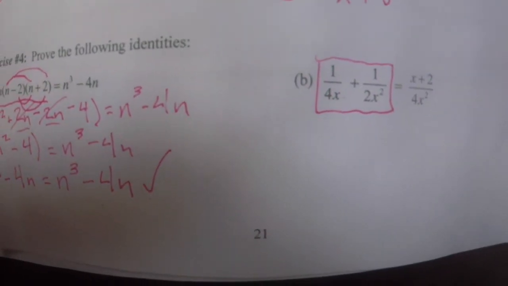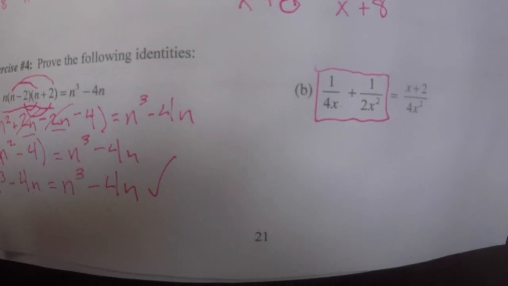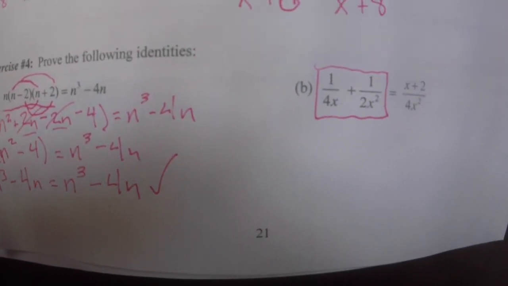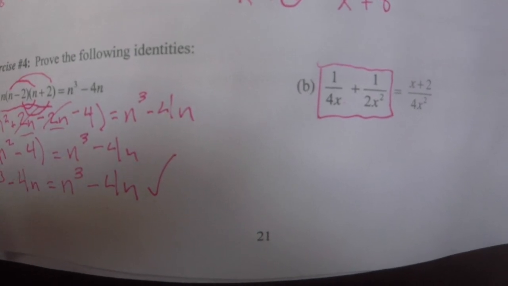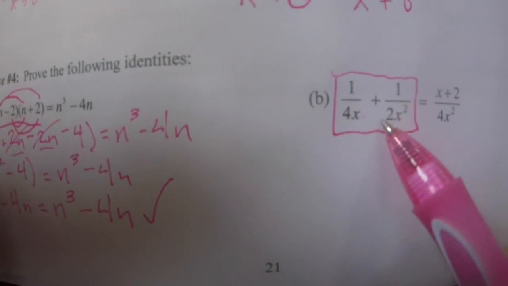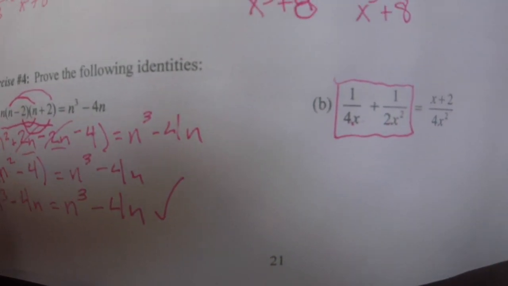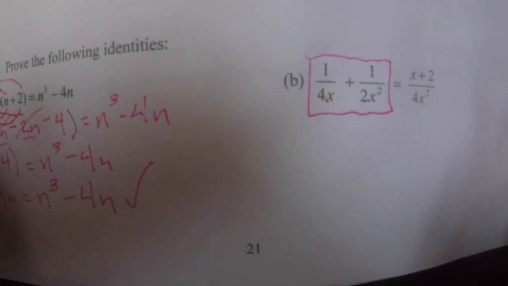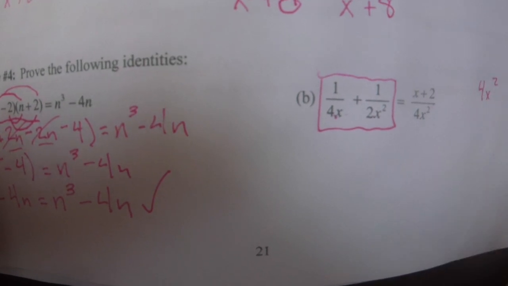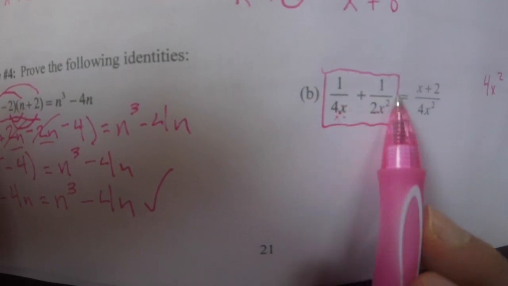I am probably going to work on the left, okay? I can definitely add those two fractions together. I can't do it yet, okay? Because what do I need in order to add two fractions together? I need a common denominator, okay? So we got to think, I have a 4x over here, I have a 2x squared over here. What can I get them both to be by multiplying? Well, my common denominator is probably going to be 4x squared. If I can get this to be 4x squared and this to be 4x squared, I can add these two fractions together.